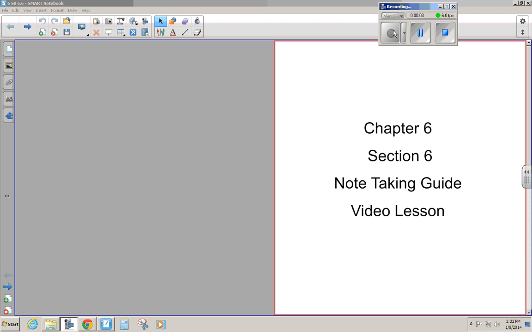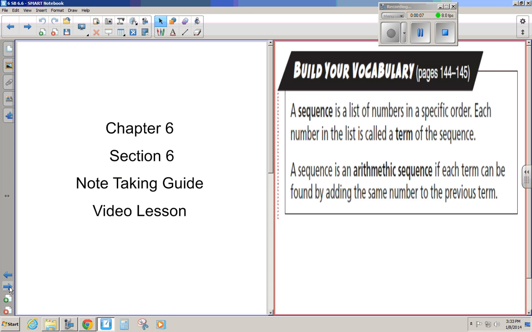Welcome to Chapter 6, Section 6, entitled Sequences and Expressions. All right, let's build some vocabulary here. A sequence is a list of numbers in this specific order. Each number in the list is called a term of that sequence.